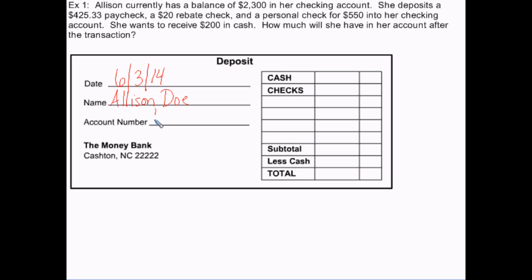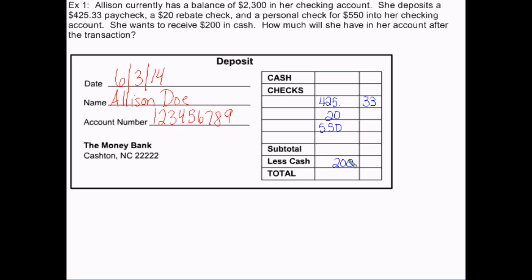Well, let's give her an account number. Very creative with my account number there. Okay, and her bank is the Money Bank in Cashton, North Carolina. She's not depositing any cash, so this part we leave blank. Her first check is $425.33, dollars and cents. Her second check is $20. Her next check is $550. And she wants $200 back.